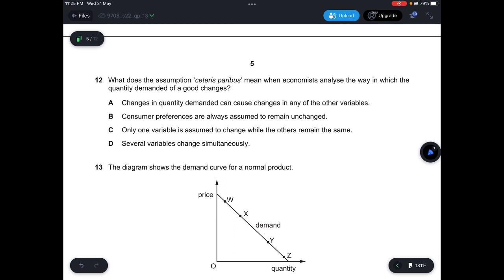So A, it says changes in quantity demanded can cause changes in any of the other variables, which is not correct. B, it says consumer preferences are always assumed to remain unchanged, which is not correct. And C, it says only one variable is assumed to change while the others remain the same, which is correct. And D, it says several variables change simultaneously, which is not correct. Answer is C.